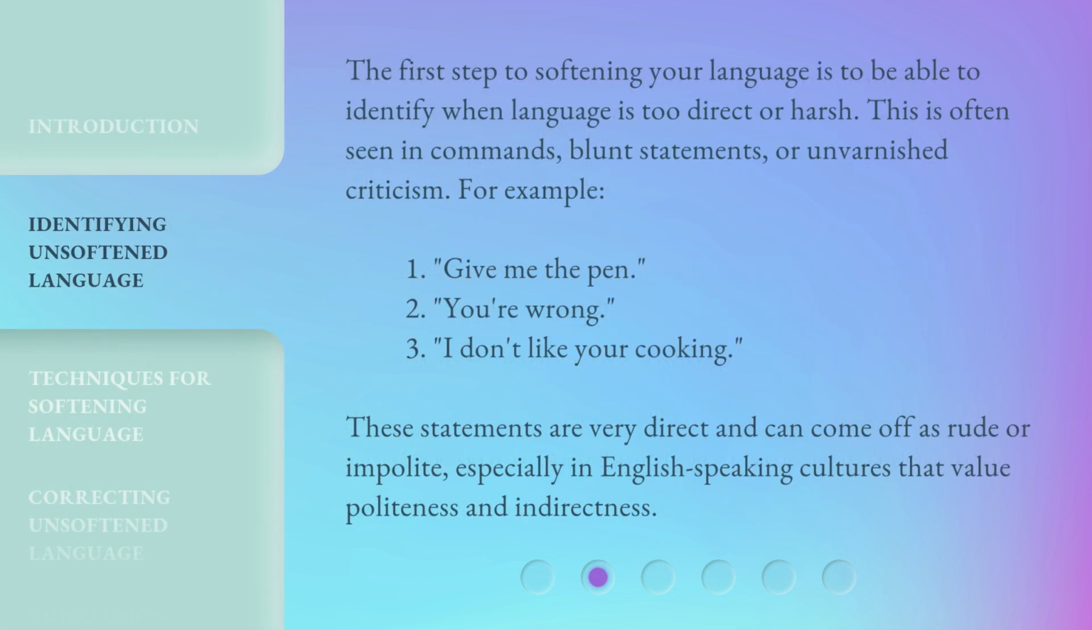The first step to softening your language is to be able to identify when language is too direct or harsh. This is often seen in commands, blunt statements, or unvarnished criticism. For example, 1. Give me the pen. 2. You're wrong. 3. I don't like your cooking. These statements are very direct and can come off as rude or impolite, especially in English-speaking cultures that value politeness and indirectness.